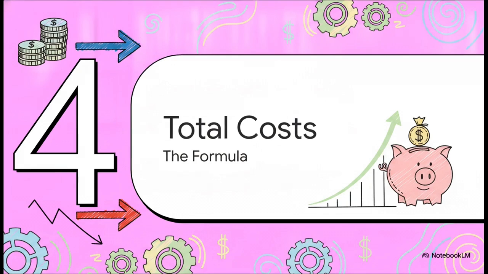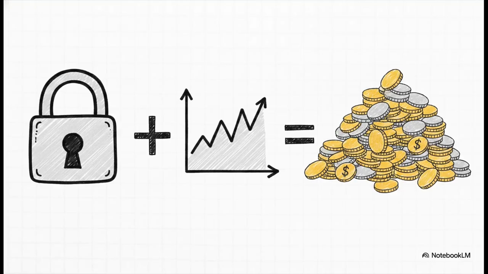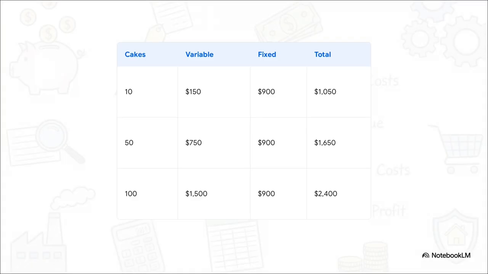Section 4. Total costs and the formula. When we bring these two opposing forces together, we really start to see the true financial health of the operation. Your total cost is simply your fixed costs plus your variable costs. It's a beautifully straightforward equation, but its real-world implications are massive. Let's see how economies of scale actually play out in practice. If our variable cost is $15 per cake, baking 10 cakes gives us a total cost of $1,050. But as output ramps up to 100 cakes, our total costs rise to $2,400. Now the total spend goes up, sure, but the heavy burden of that $900 fixed cost, it's spread out much more efficiently across 100 cakes instead of just 10.